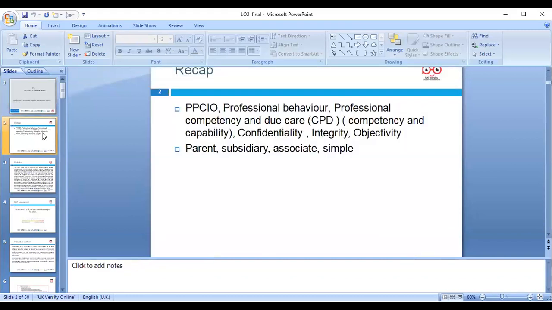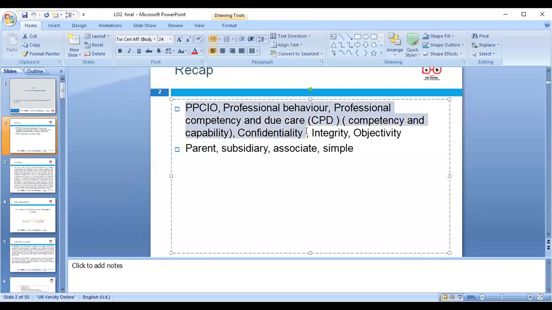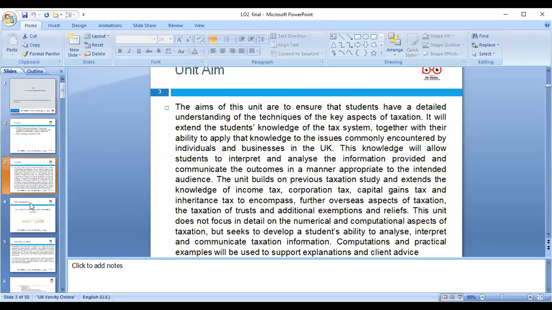We had a discussion in the previous lesson about parent, subsidiary, and associate companies. If you own 20 to 49% of the shares, we can call it an associate. If you own more than 50%, it's your subsidiary, and the owner is the parent. If we own less than 20% of the shares of another company, we can say it is a simple investment. So we already had a discussion.